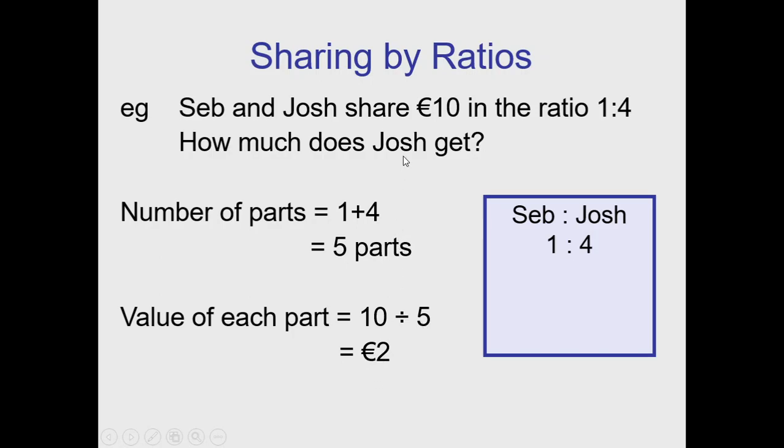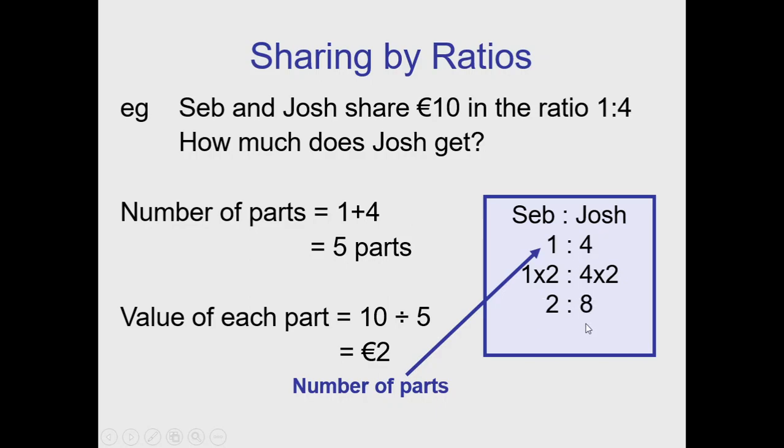That's not to say that Josh gets 2 euros. That means that each part is worth 2 euros. So going back to the original ratio that we've got here, Seb gets 1 part, Josh gets 4 parts, and each part is worth 2 euros. So I'm going to multiply the number of parts by the value of each part. So 1 times 2 and 4 times 2. That means that Seb's 1 part is 2 euros, but Josh's 4 parts is 8 euros.